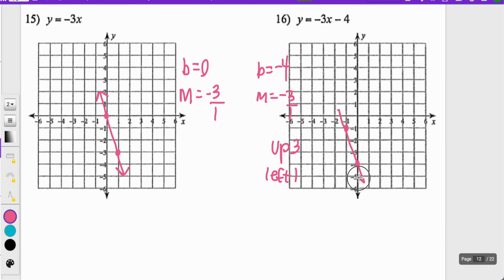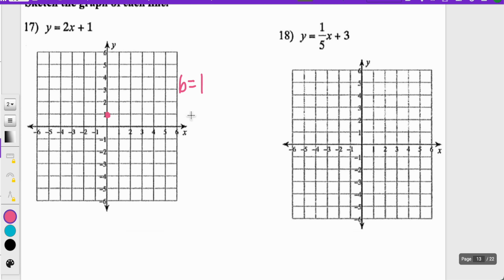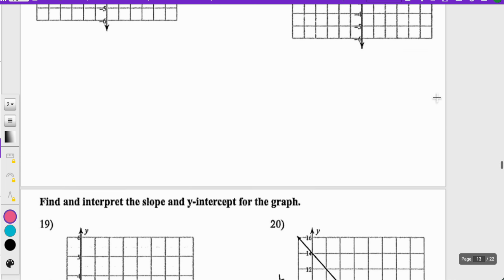17, my y-intercept is 1, and then my slope, m, is 2 over 1. So rise 2, run 1, gets me here. And then 18, my y-intercept is 3. My slope is 1 over 5, so rise 1 over 1, 2, 3, 4, 5. Kind of stretched out, but still making that a straight line regardless, okay?